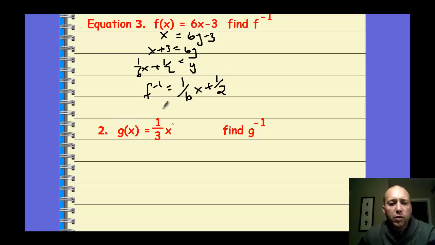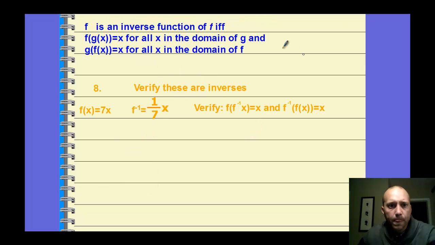And so if we have g of x here, we can find the inverse of g by, again, just switching. And then solve for y, so multiply both sides by 3. Easy peasy.